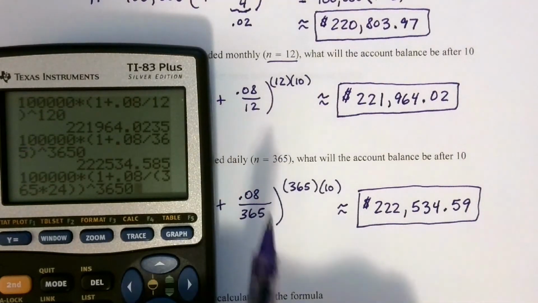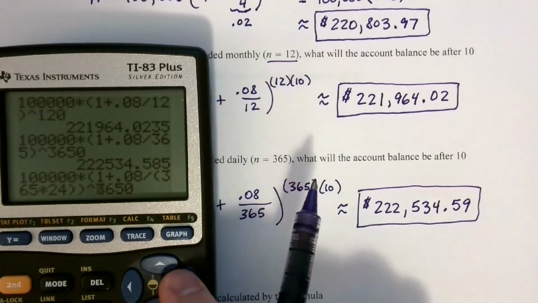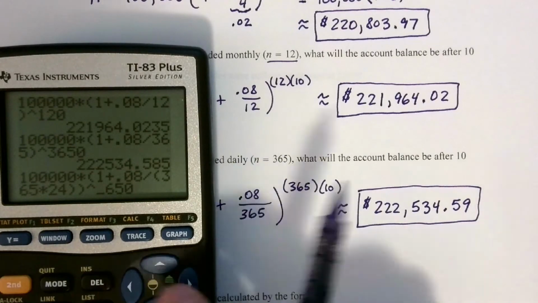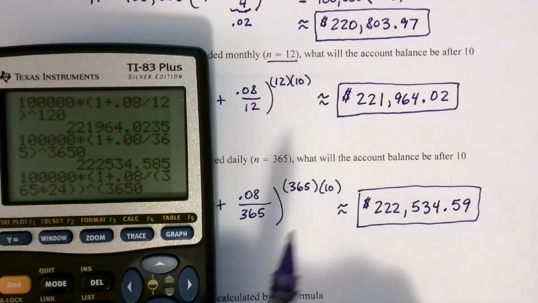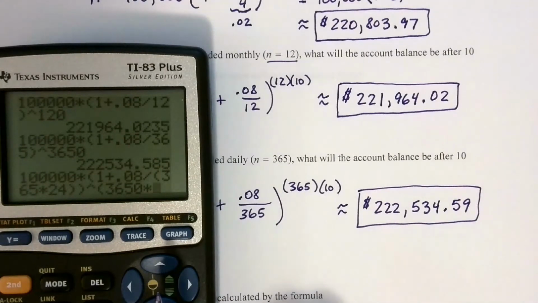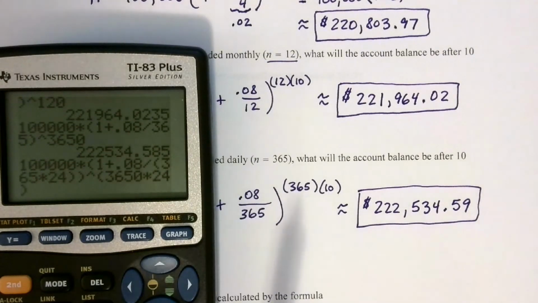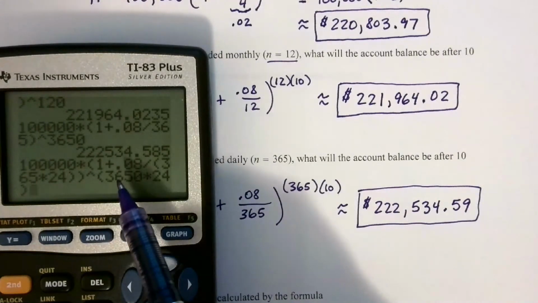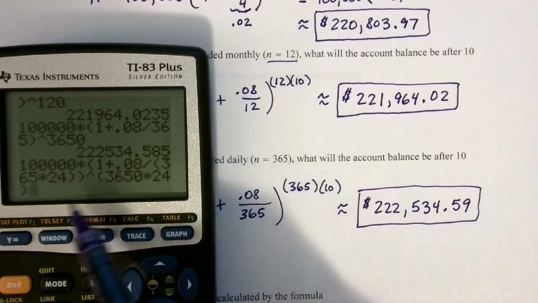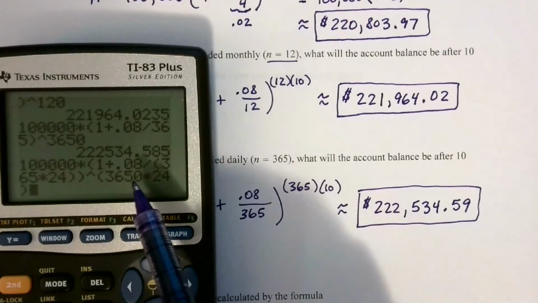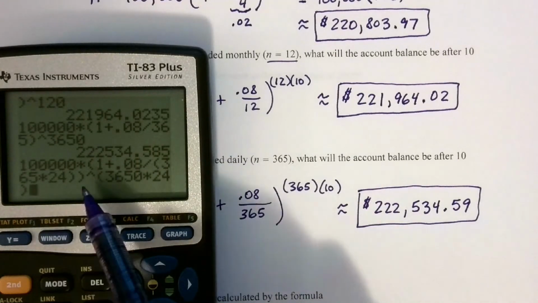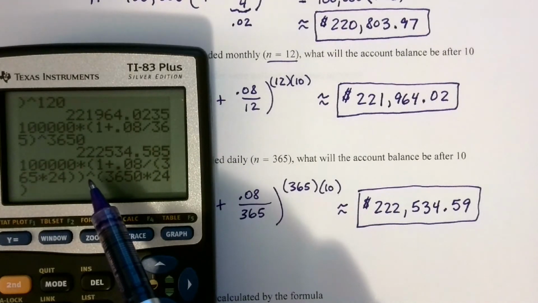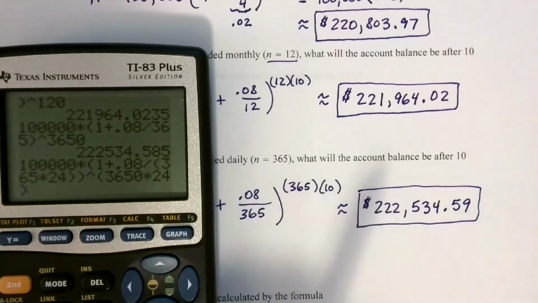So if I just multiply, I need to put this in parentheses though, first of all, because I need the exponent to be calculated before I do the exponentiation, times 24. So now this will be the total number of compoundings. Okay, and I have to put that in parentheses so that I get that exponent before I do the exponentiation there.